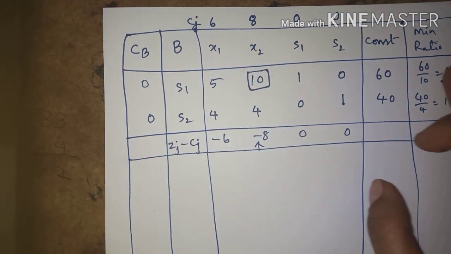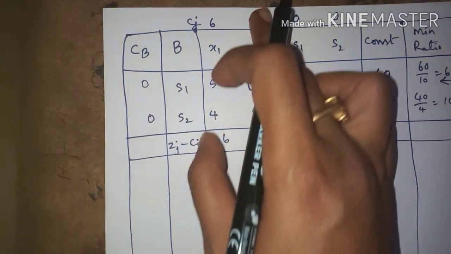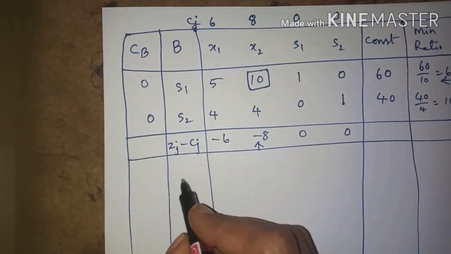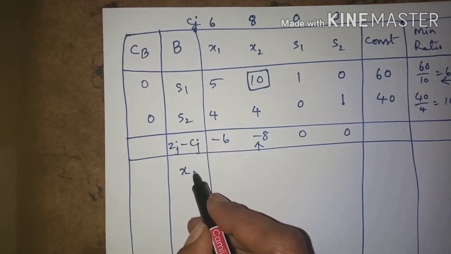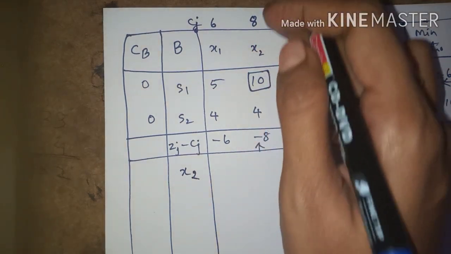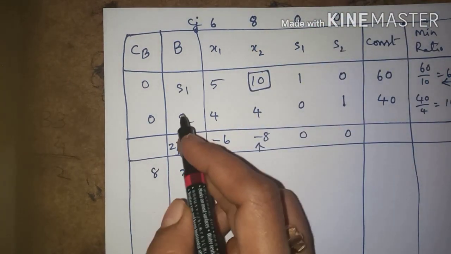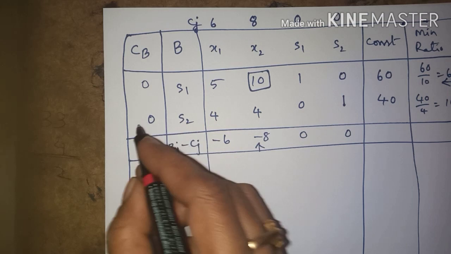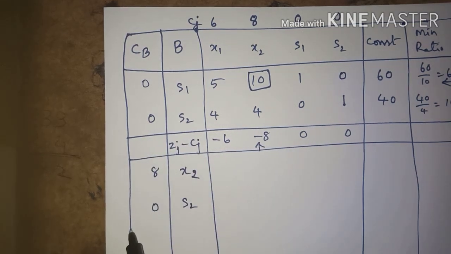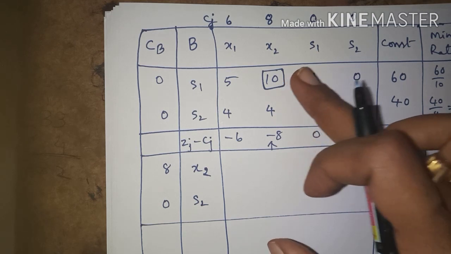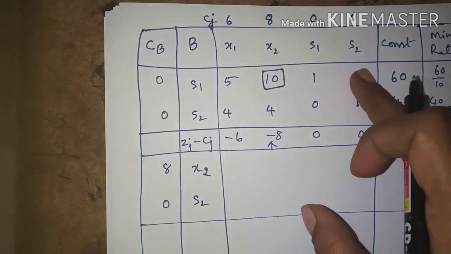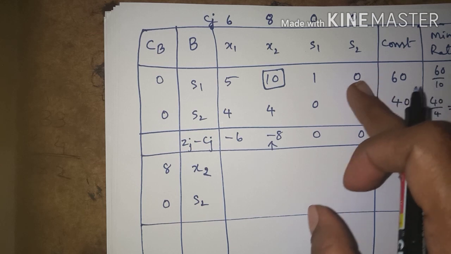Before that, S1 is the leaving variable, X2 is the entering variable. S1 is leaving, that's why we will leave S1 and enter X2. In place of S1, we are entering X2. Above X2, how much is there? 8 is there. Now this S2 as it is, I will write, and 0 also as it is, and one more line I will draw like this. And we will convert the pivot element into 1 by dividing the complete first row by 10.